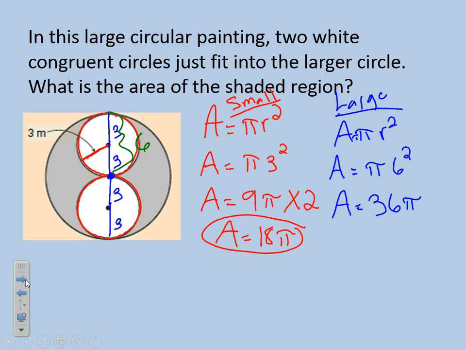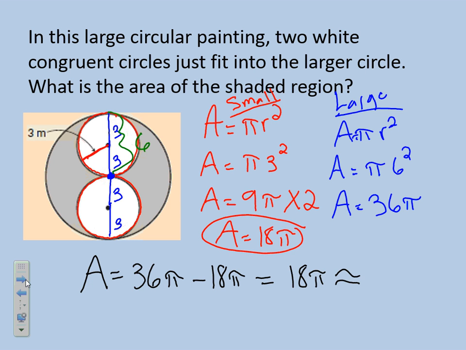Now if I want to know the area of the shaded region, all I have to do is take my large circle, subtract my two small circles. So my area is going to equal 36 pi minus 18 pi, and I'm going to get 18 pi. Now if I want that just written as a number, I'm going to type that in my calculator. It's approximately 56.55 meters squared. So that's just the area of the shaded region.